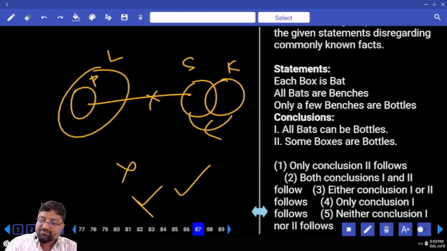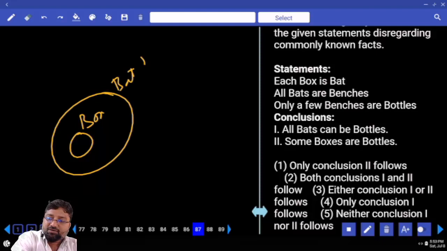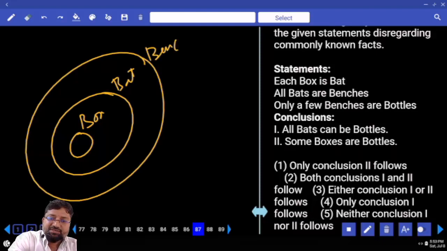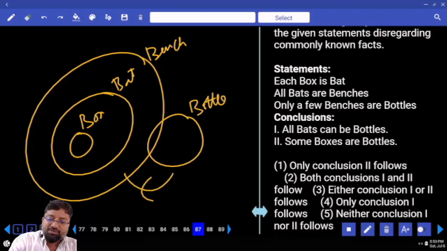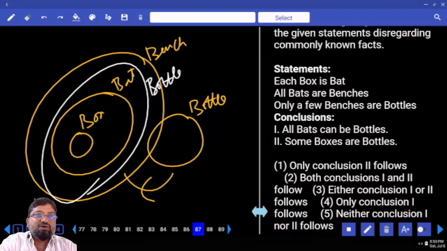Neither one nor two. Each box is a bat. Next, all bats are benches. Only a few benches are bottles. All bats can be bottles. Can all bats be bottles? Yes. I can happily draw bottle because bottle has the right to go inside bench. Yes or no? So all bats can be bottles. Is it a possibility? Yes, it is a possibility.